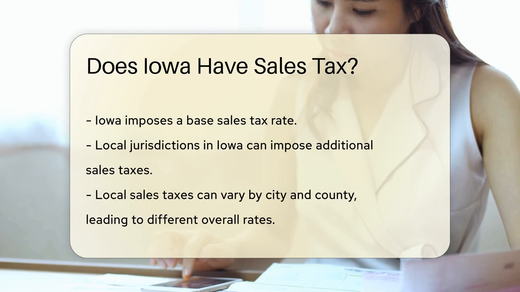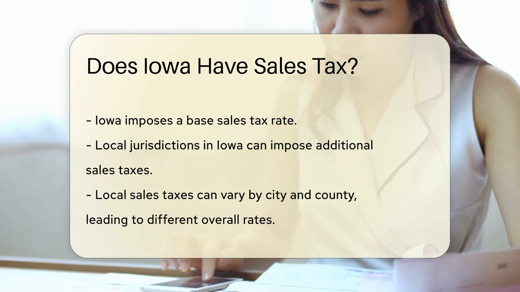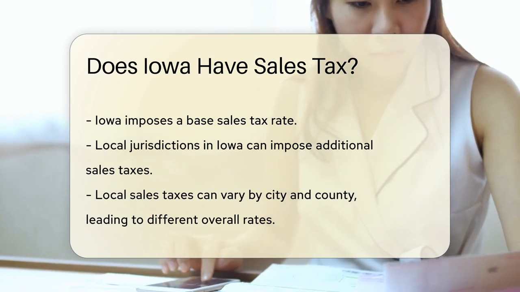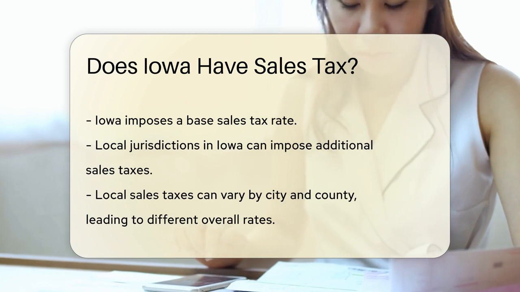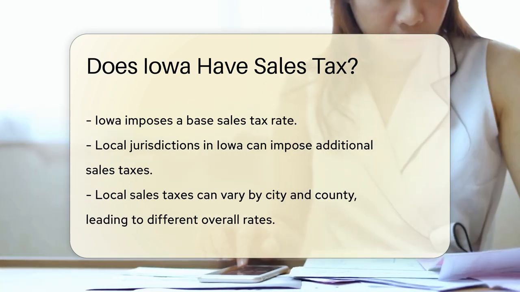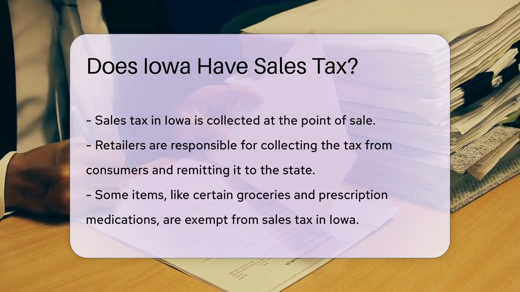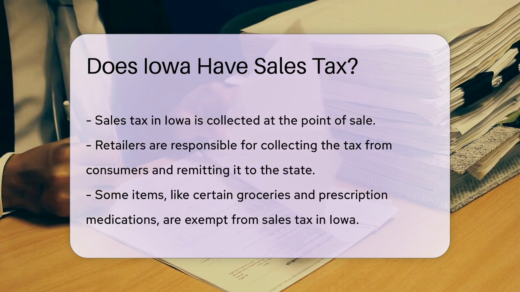Sales tax in Iowa is collected at the point of sale. This means that when you purchase a taxable item or service, the tax is added to the total price. Retailers are responsible for collecting the tax from consumers and remitting it to the state.